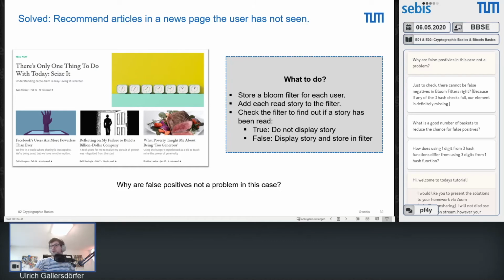Sorry, I'm hearing myself because people don't mute themselves when they come in here. I'll have to see if I can disable that. Okay.